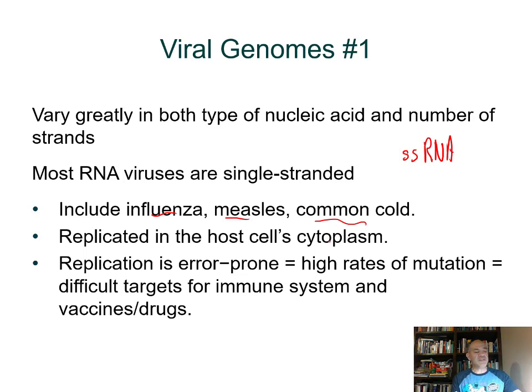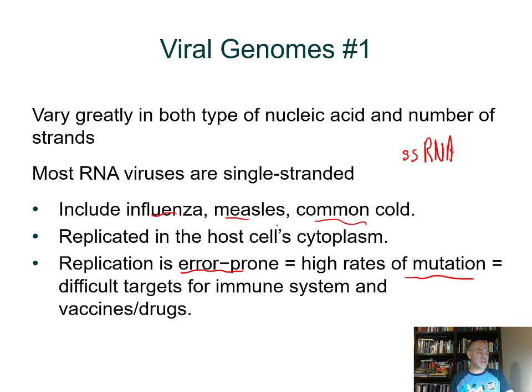And as they go into the cell, they're replicating. They also have to replicate their genome because they have to be able to put that into the new viruses that are being made. And it turns out that the enzymes they're using to do this are not very faithful in making copies of themselves. So the enzymes that do this are very error prone, and that results in high rates of mutation. And that ends up making RNA type viruses difficult targets for your immune system.